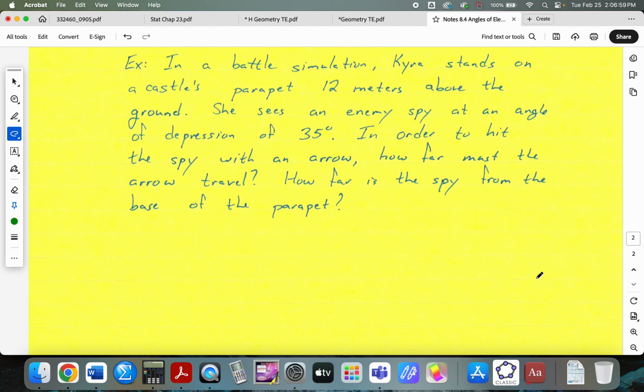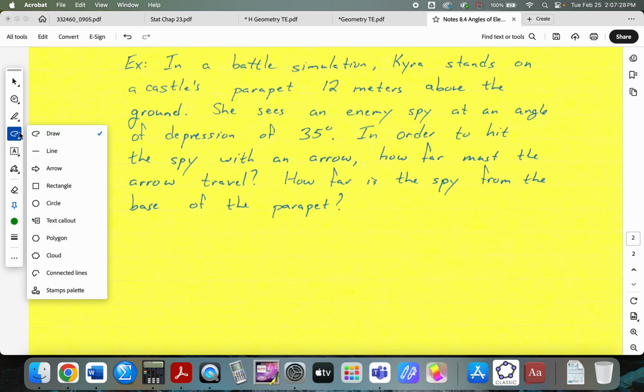Let's do another one. So, in a battle simulation, Kira stands on a castle's parapet 12 meters above the ground. She sees an enemy spy at an angle of depression of 35 degrees. In order to hit the spy with an arrow, how far must the arrow travel? And how far is the spy from the base of the parapet? So they're asking 2 different things.